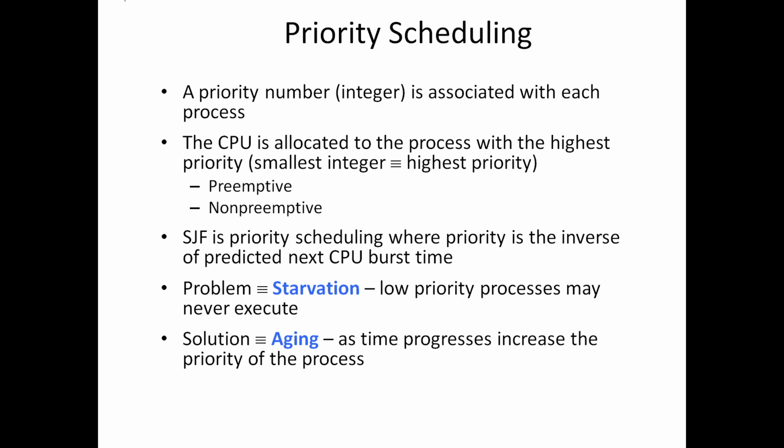So we can give a solution to the starvation problem. That solution is aging. What is meant by aging is that as time progresses, we can increase the priority of the process.